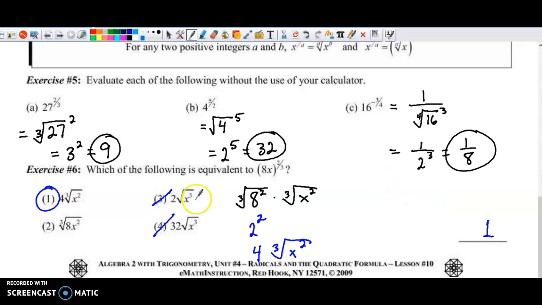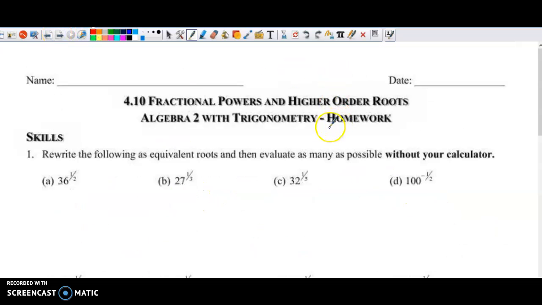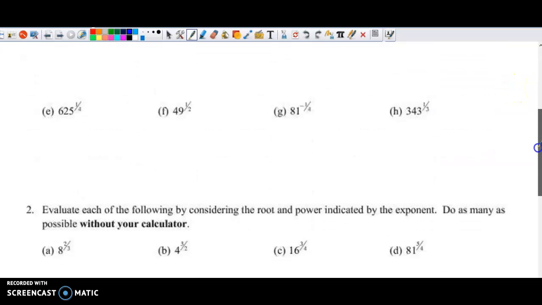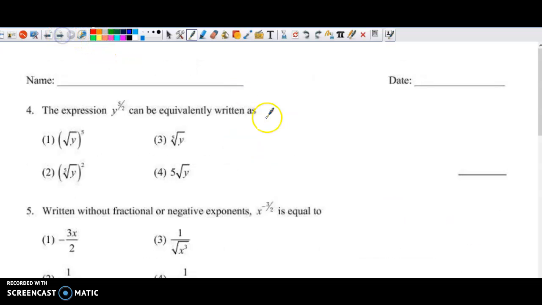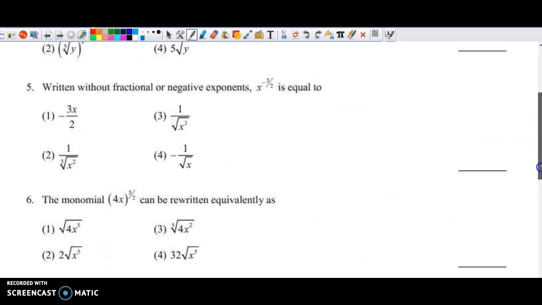I wasn't trying to rush through it, but it seems like I rushed through this because it's a very short video. But you should be ready for the homework now. Try your best without a calculator while you work through it. I'm not upset if you resort to it, but you should be able to do a lot of these without a calculator, and it will help you down the road. So try it.